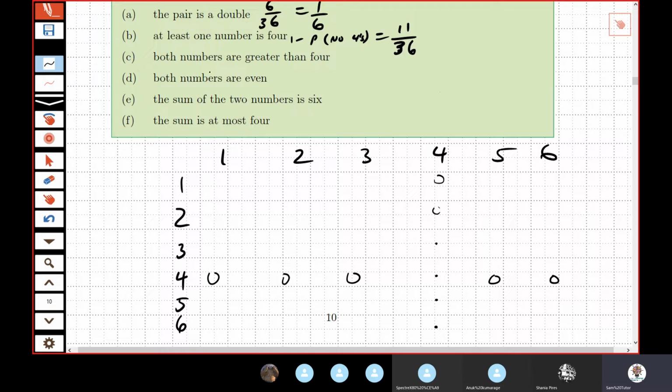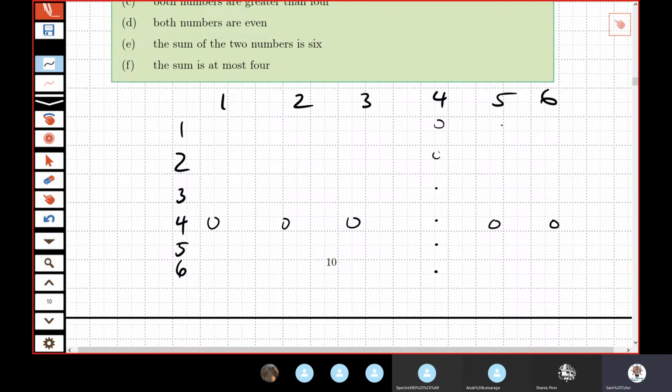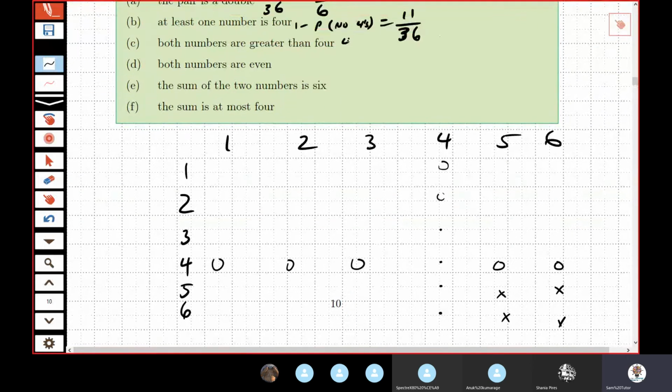So for both numbers to be greater than 4, that means it can't be a 4. It has to be a 5 and a... sorry, both numbers have to be greater than 4. So it has to be a 5 and a 5, or 5 and a 6, or 6 and a 5, or a 6 and a 6. So here, here, here, and here. So that should be 4 out of 36, and then you simplify.